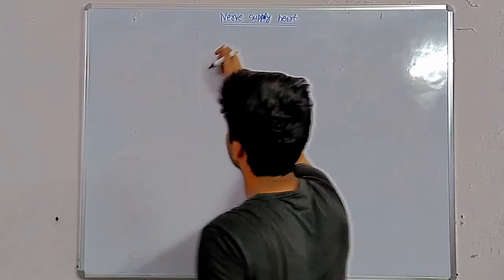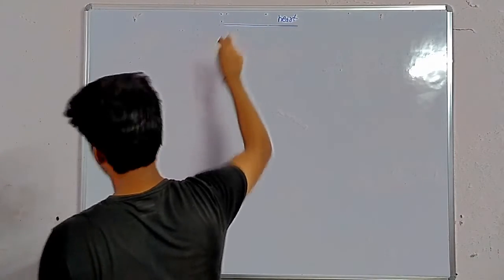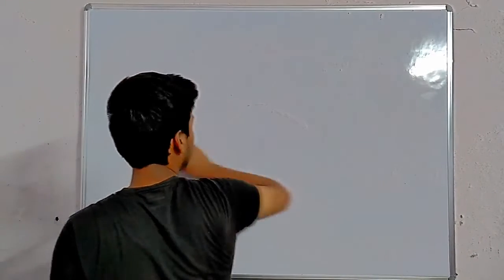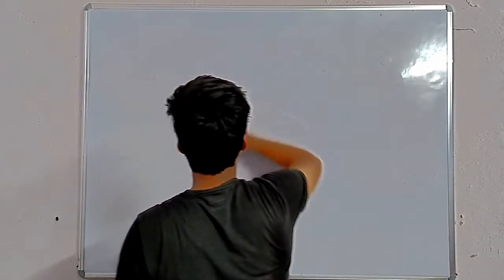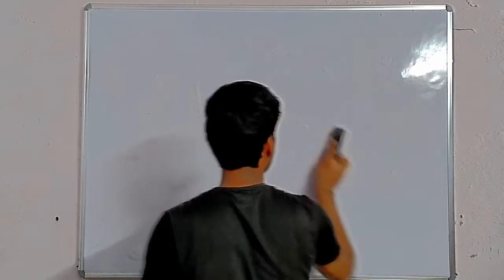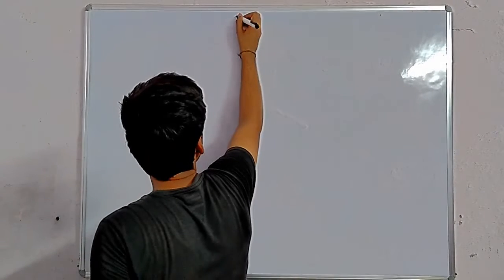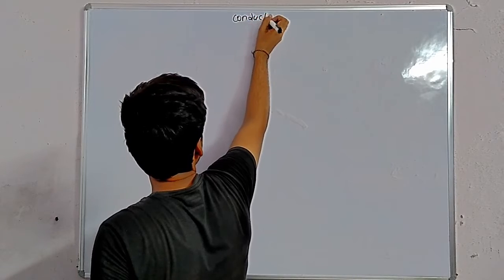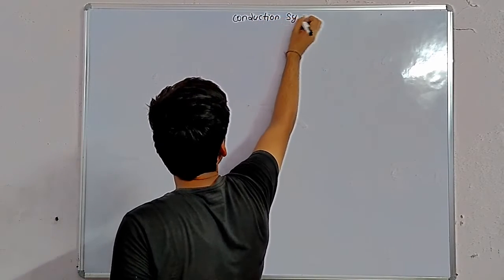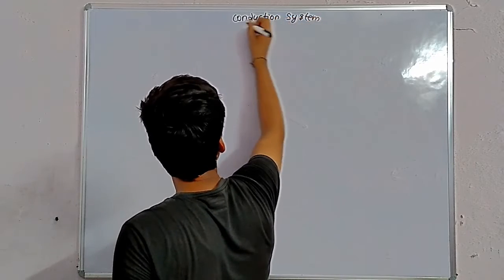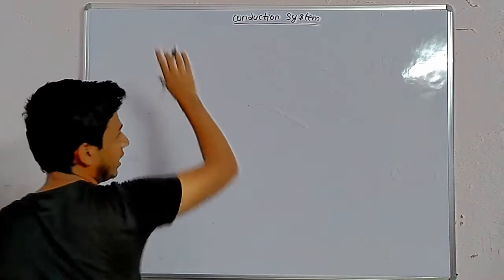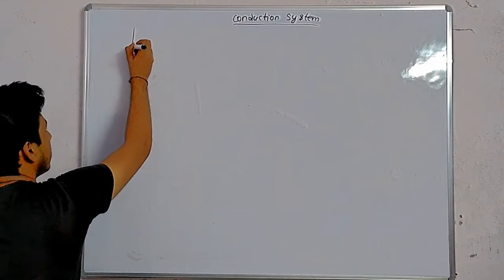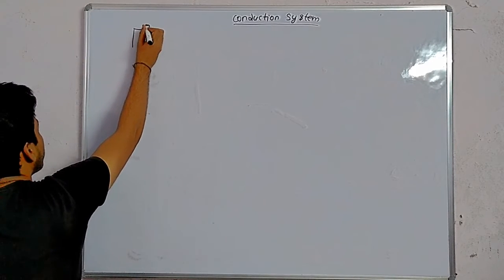Cardiac conduction system. Next is the conduction system of the heart. So first we are starting from the right atrium. In the right atrium we know there is a vessel called the superior vena cava.